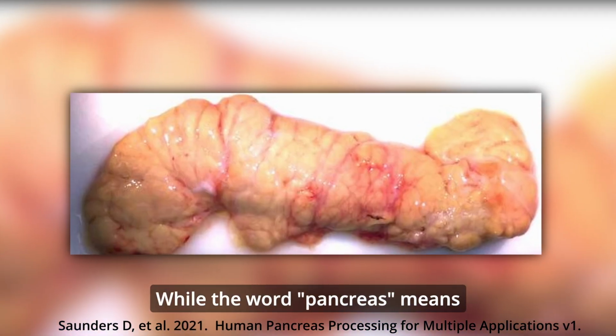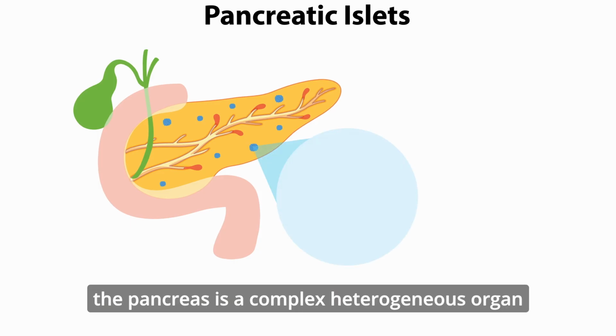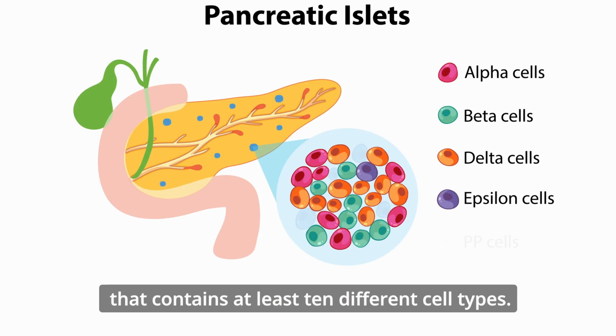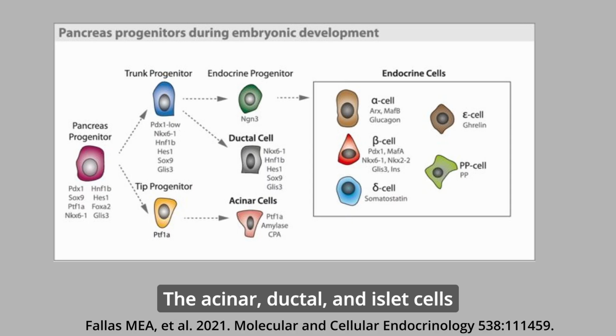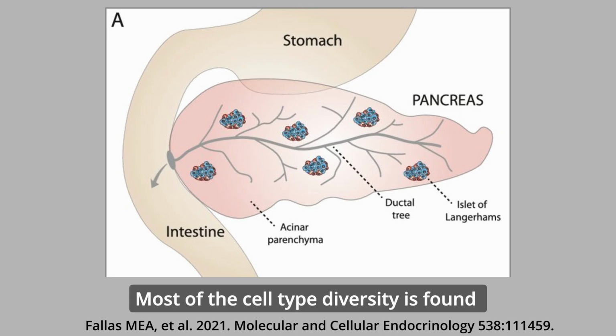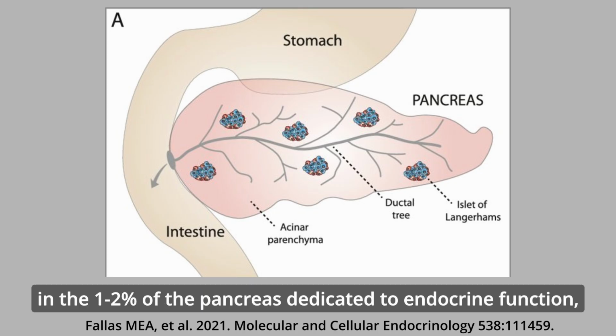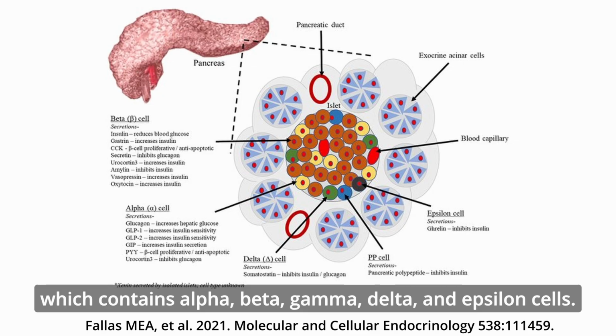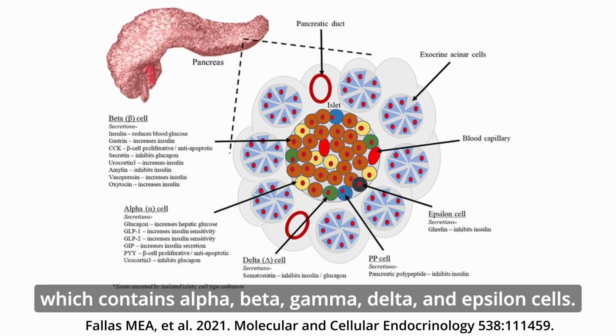The word pancreas means all flesh. The pancreas is a complex, heterogeneous organ that contains at least 15 different cell types. The acinar, ductal, and islet cells all differentiate from a common progenitor lineage. Most of the cell type diversity is found in the 1 to 2% of the pancreas dedicated to endocrine function, which contains alpha, beta, gamma, delta, and epsilon cells.